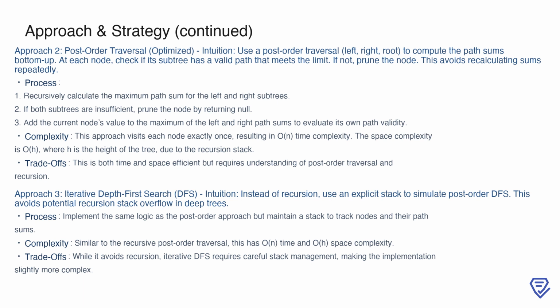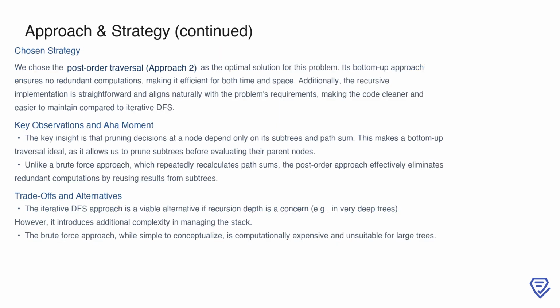Both approaches are efficient, but the recursive post-order traversal is often preferred for its clarity and alignment with the problem's requirements. We selected the post-order traversal approach as the optimal solution due to its efficiency and simplicity. By processing the tree bottom-up, we avoid redundant computations and ensure that pruning decisions are made only after fully evaluating a node's subtrees. This strategy not only minimizes computational overhead but also results in cleaner and more maintainable code.